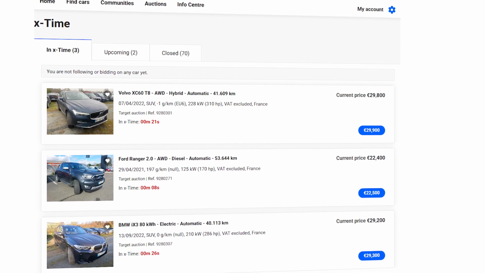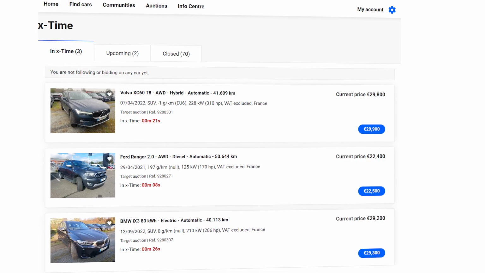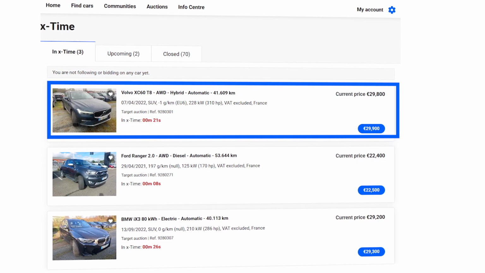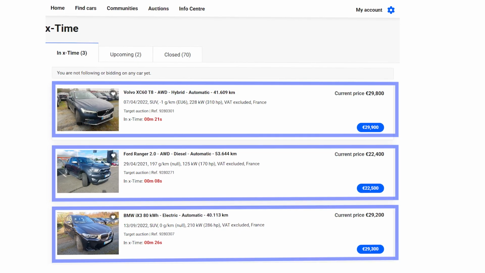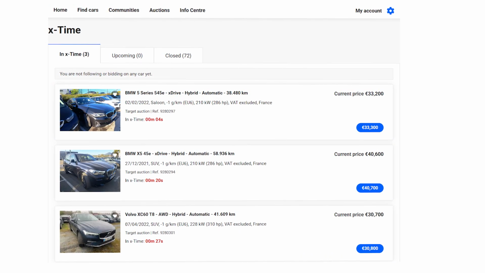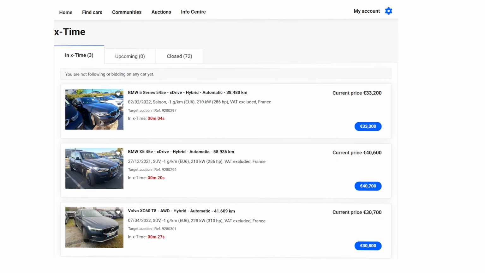Depending on the seller, there are 3 X-Time variants. In the first variant, the cars appear in X-Time one by one on a dedicated page. Once a car stops receiving bids, it is replaced by another car until all the cars of the batch have been treated.